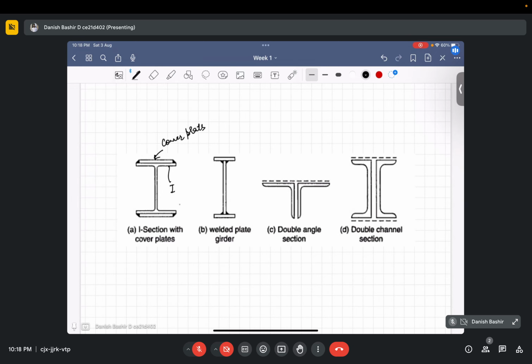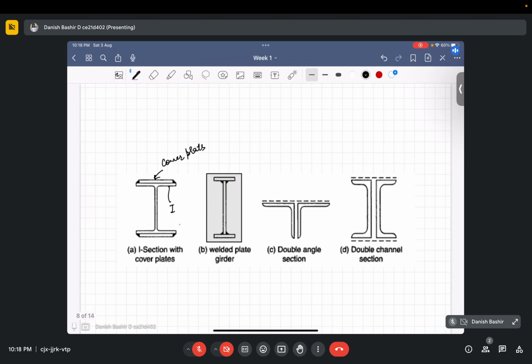And another type of built-up section is using the rolled plate section. We make a girder like this. Usually you might have seen this type of large girders, plate girders, in a bridge. So using welding, like if welding is done here, and welding is done here, this type of section is known as welded plate girder section.